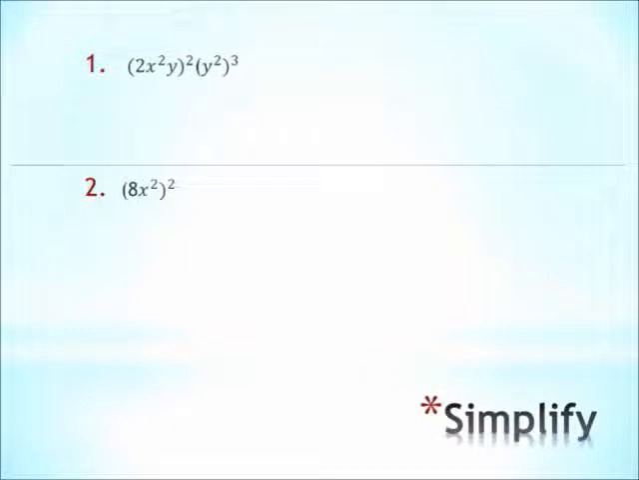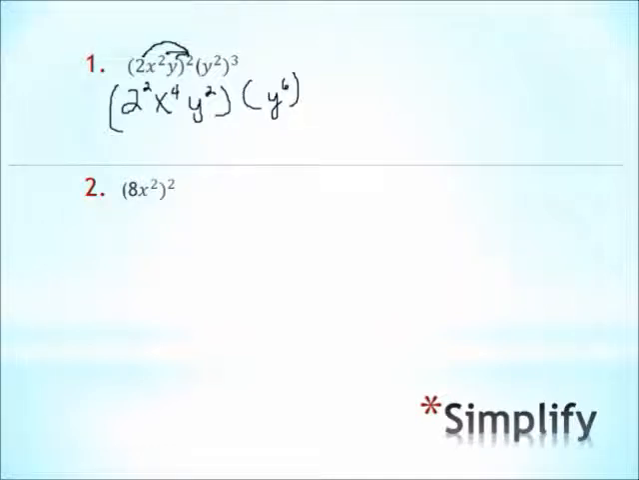Now let's look at simplifying. Whenever you have a power to a power, or you have a parentheses with a power on the outside, you have to distribute that to every term on the inside. So 2 squared x to the 4th y squared, and that takes care of our first parentheses. And then we have y to the 6th. Remember, when we distribute, we are going to multiply.